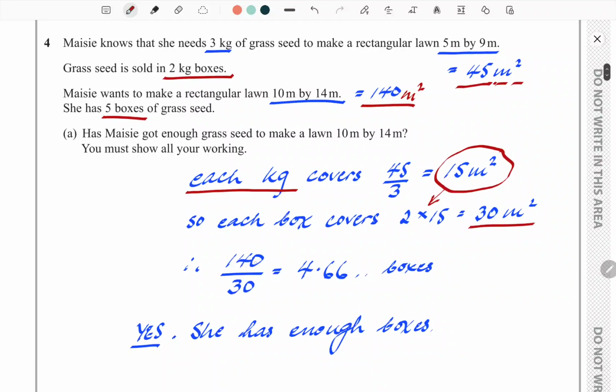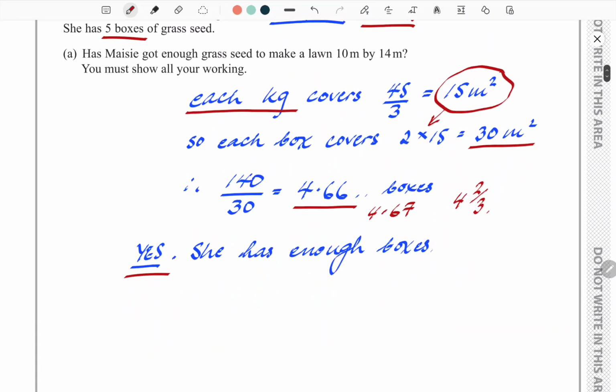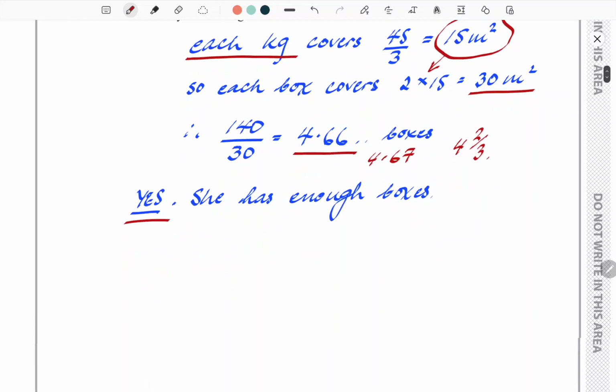And now we're going to see that for the 140 square meters that she actually wants to cover, how many boxes does she need? All right. So 140 divided by 30, 4.6, you might want to call that 4.67. Yeah. So 4 2/3 boxes. So she has 5. So the answer is yes, she has enough boxes to cover the 140 square meters that she wants.